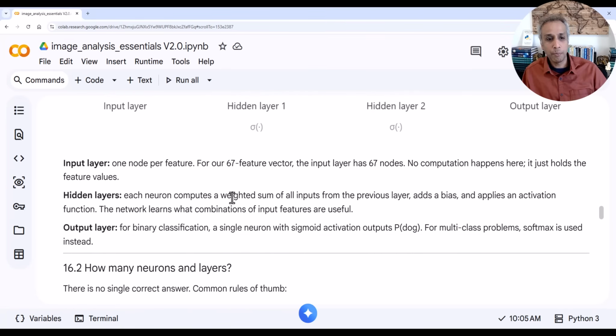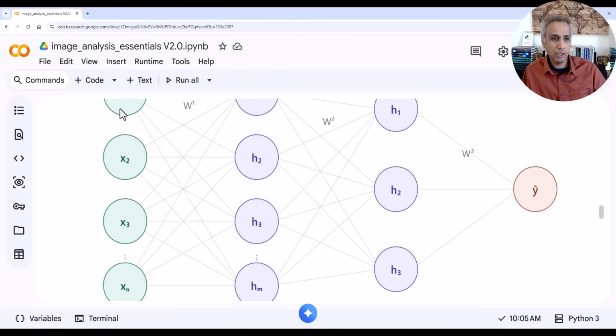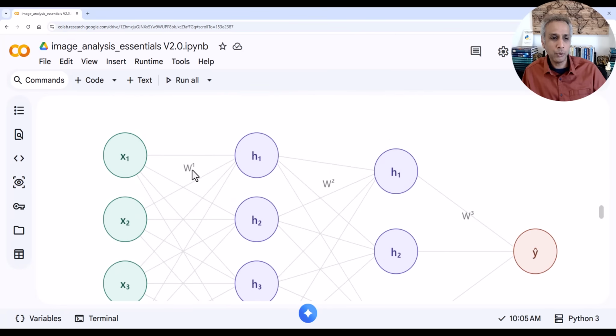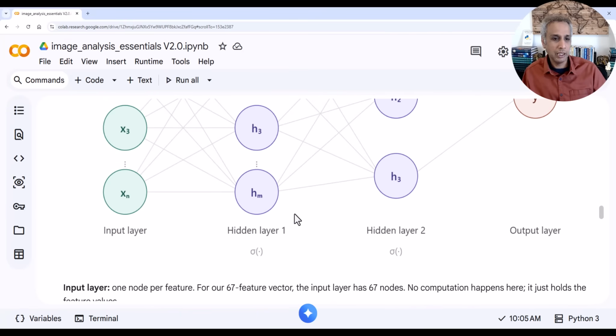So each neuron computes a weighted sum of all inputs, right? So we know this weight 1, weight 2, weight 3. So x1 times w1, x2 times w2, and all that. And it adds a bias and applies an activation function like ReLU or leaky ReLU. And the network learns what combinations of input features are useful in the hidden layers.